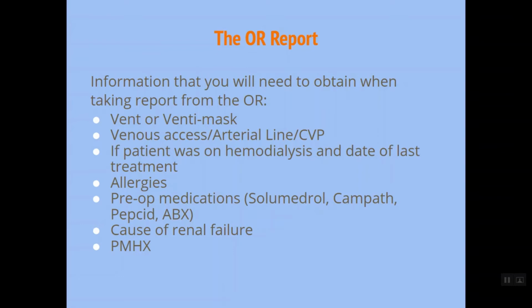We also want to know the patient's allergies, pre-op meds that they received, such as Solumedrol, Pepcid, antibiotics. We also want to know if the patient is receiving Campath. Campath, we'll learn later, is an induction agent for immunosuppression. In addition, we want to know from the OR what caused their renal failure and what is some other significant past medical history. So frequently, this is going to be your basic report from OR. This is the minimum of what you want to know from the OR nurse. If the patient is having any issues in OR, that is also something that you want to know.